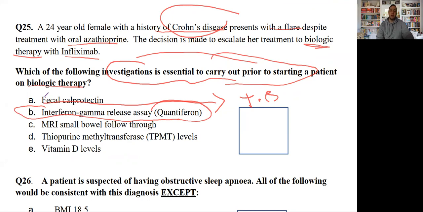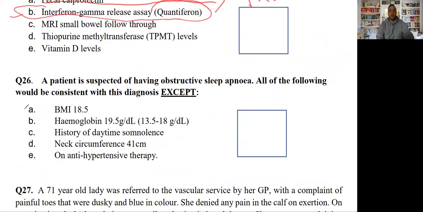MRI small bowel follow-through, or thiopurine methyltransferase level, or vitamin D level. The correct answer here is B, for screening for tuberculosis. The next question I will discuss in the next video.